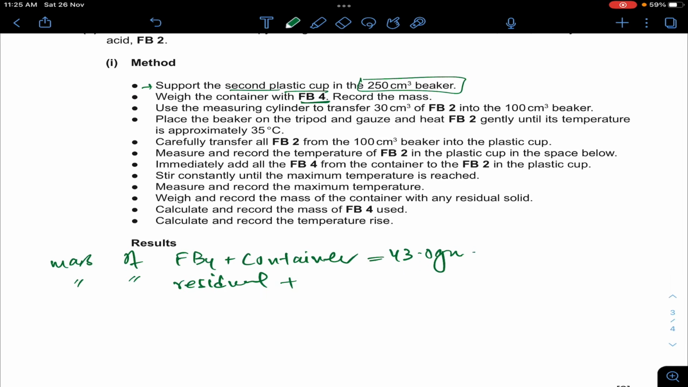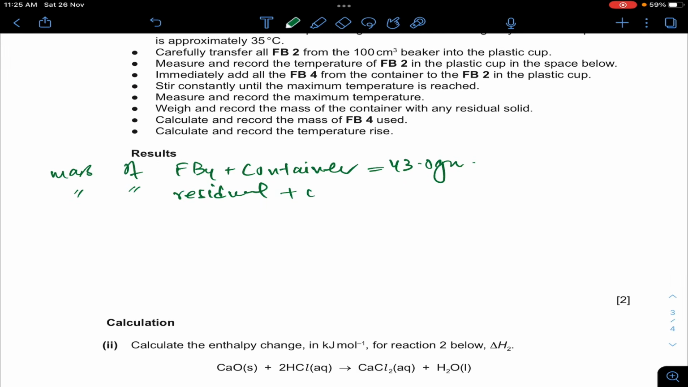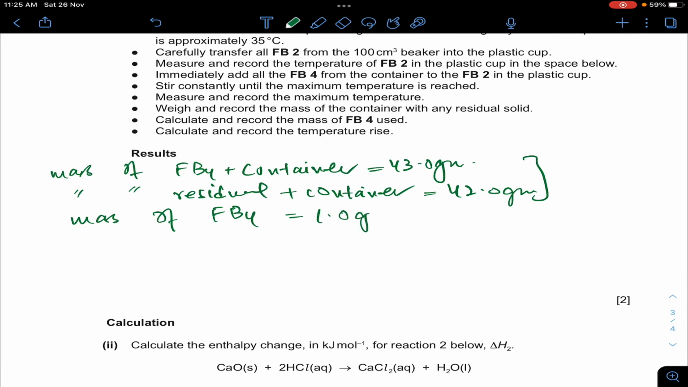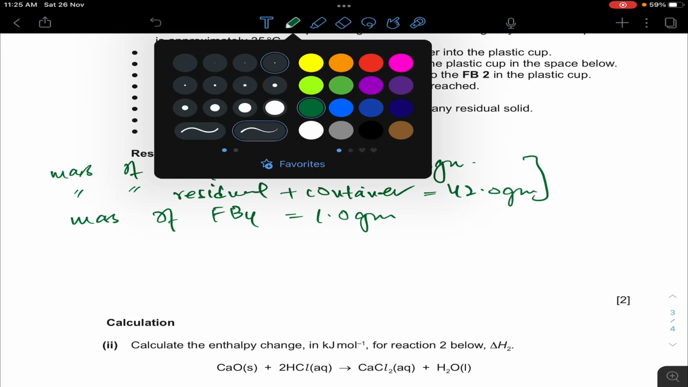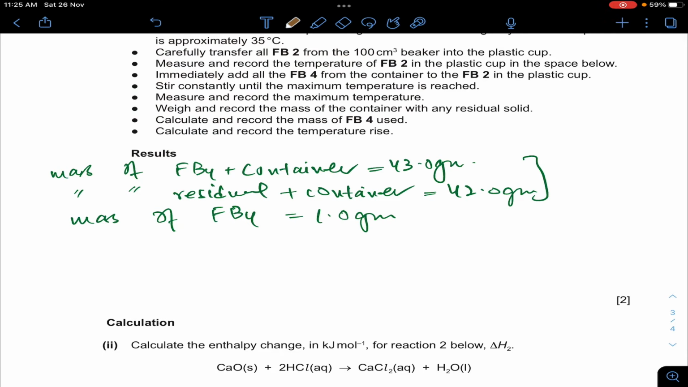So everything is the same. The mass of residue plus container is 42 grams. So this time the mass of Fb4 that we use is 1.0 gram. So this is the mass of Fb4, and then temperature.